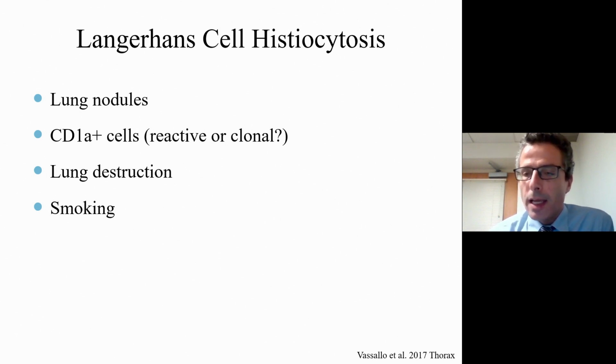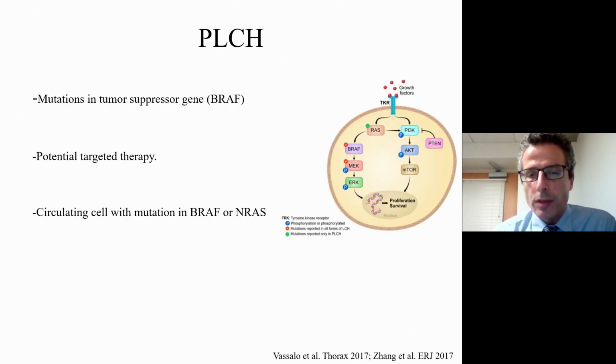In the lung, in addition to the cystic changes, you can see small nodules, especially at the beginning stages of the disease. And most often when you do a bronchoscopy and a lavage to get cells back from the lungs, you'll get a high percentage of cells, typically more than 5 to 10% of cells, that are CD1A positive, which is diagnostic of the disease. How these cells contribute to lung destruction is not entirely clear. And again, most of these patients will be smokers.